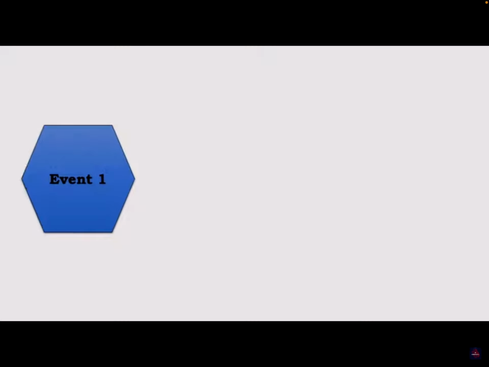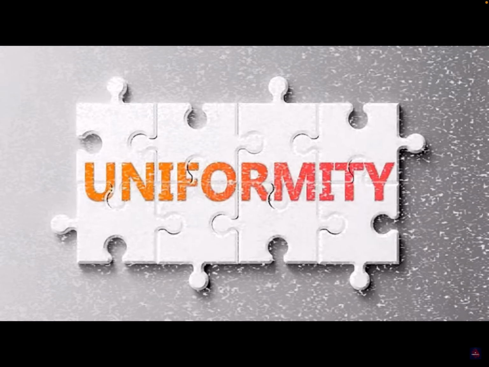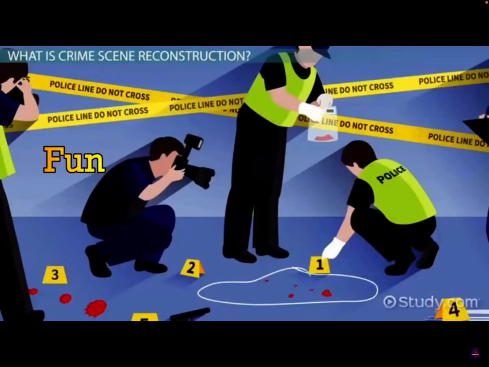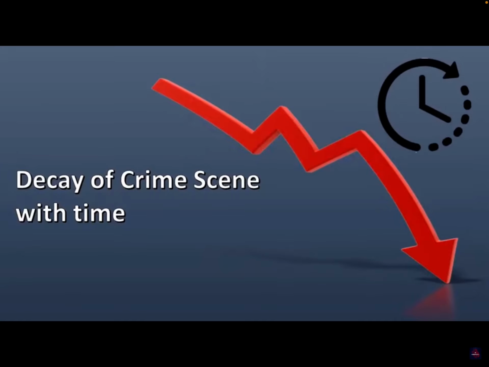Our last video was all about what is a crime scene, and which laws are of engaging forensic science to investigate a crime scene. Each crime scene is unique because the chain of events that create it is unique: event 1, event 2, event 3. But there is uniformity in how to study and process a crime scene. Therefore, in this video, we will talk about fundamentals of crime scene processing, as the crime scene is constantly changing with time and decaying after its creation.